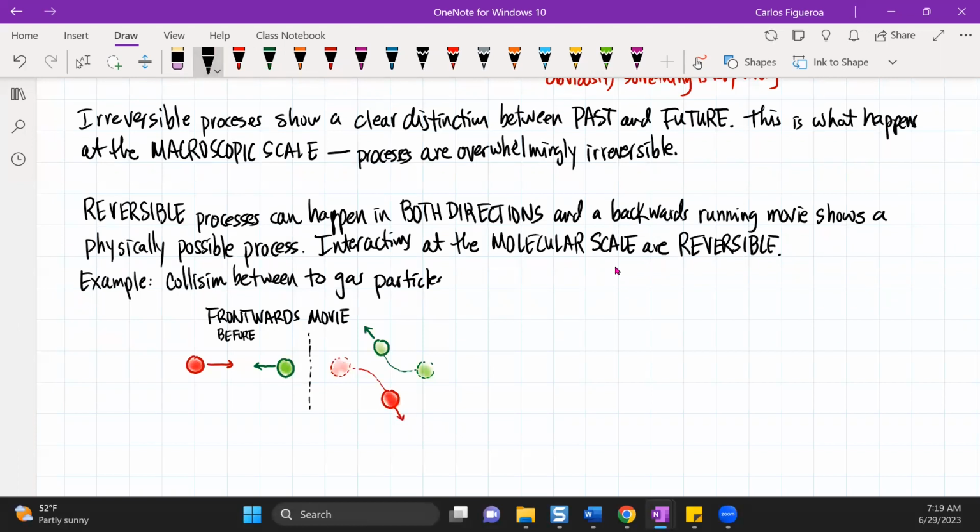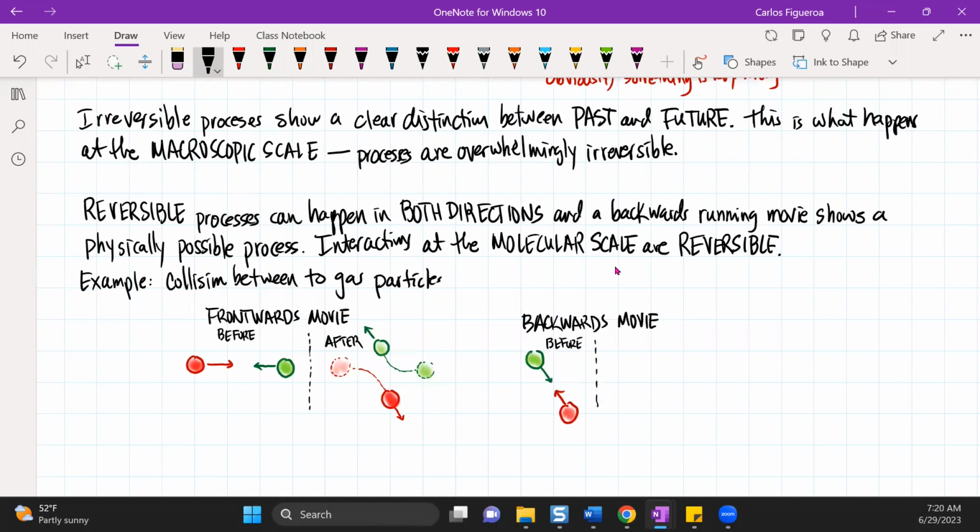So this is the after. But now let's run this backwards. So now if I have a backwards movie, then I could imagine that I have this scenario. If I run this backwards, it looks like this guy is now going to be doing the opposite. And so this is the before.